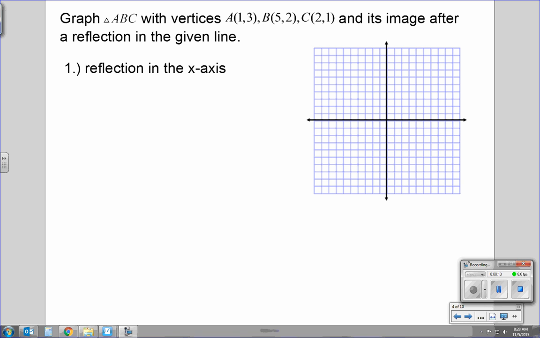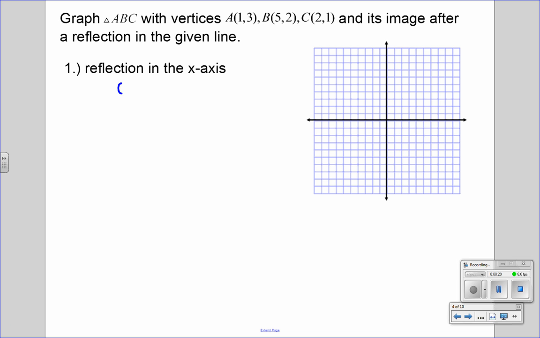So first off, it says graph triangle ABC with vertices (1, 3), (5, 2), (2, 1), and its image after a reflection in the given line. Now it says reflection in the x-axis, and if you did the warm-up, we figured out a reflection in the x-axis makes us take the opposite sign of y. So what we're going to do is just change the sign of all the y's but keep the value of the x's. So let's write down our pre-image, ABC.